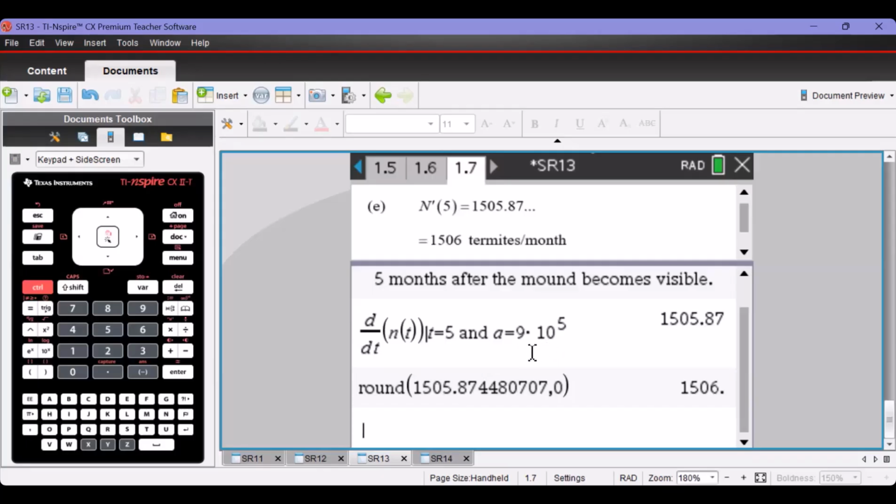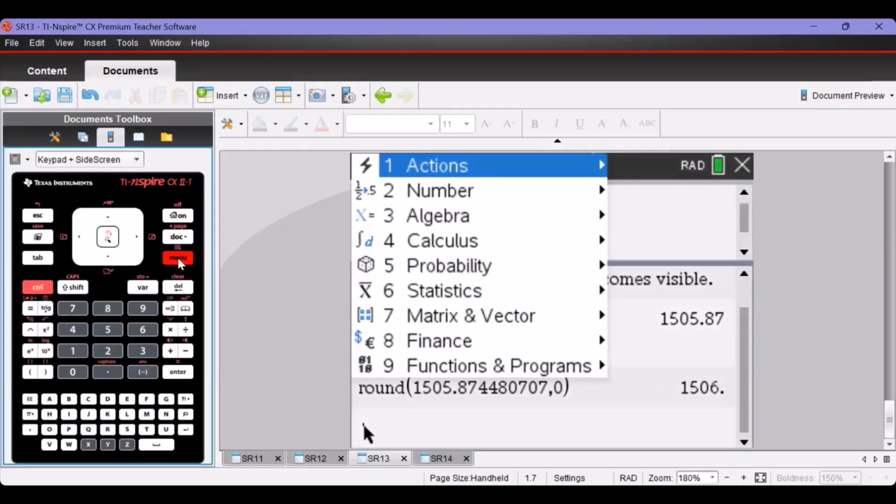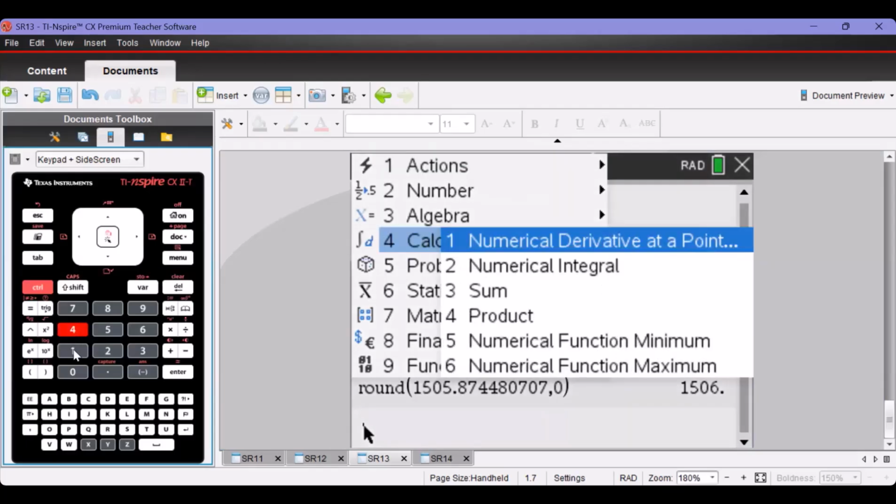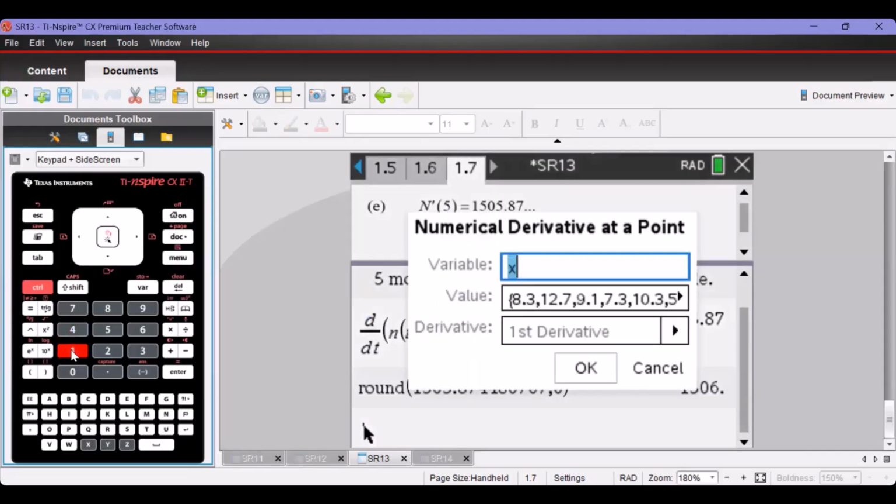So on a new entry line on a calculator page, we're going to press menu. Then we're going to press 4 for calculus, and then 1 or enter for numerical derivative at a point. What comes up is a numerical derivative at a point dialog box, and it's inviting us to, first of all, enter the variable. The independent variable in this case is t for time.